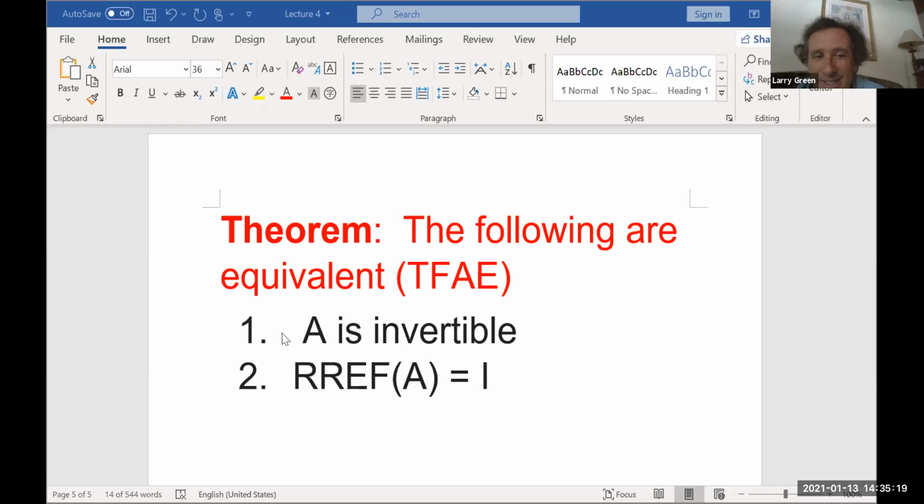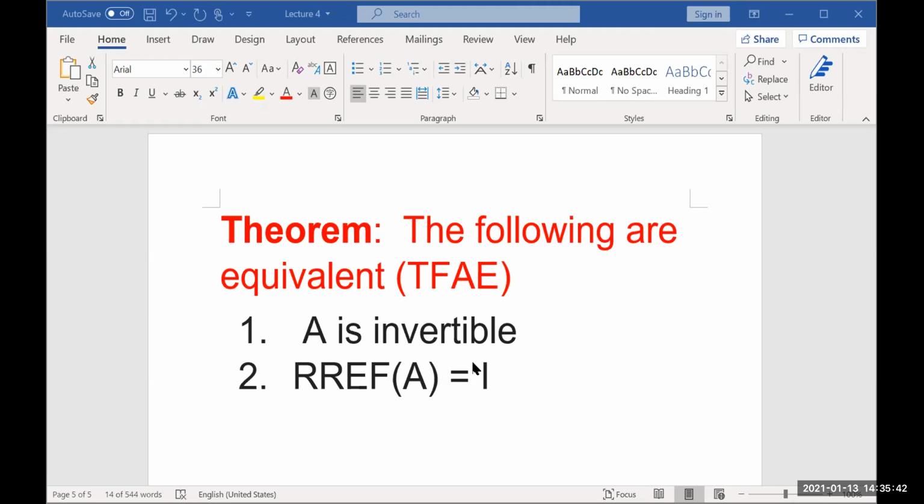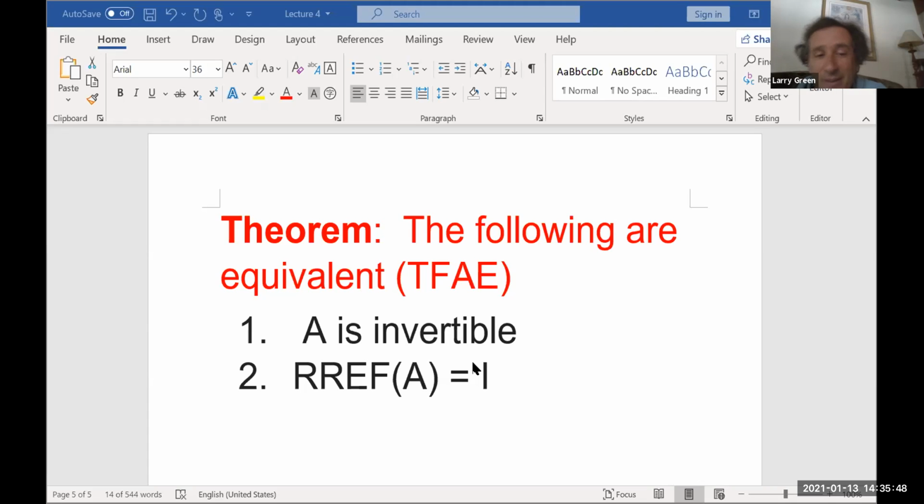Okay, so let me tell you. Step 1 is assume A is invertible, and then you need to deduce that RREF of A is the identity. Step 2 is assume RREF of A is the identity, and then we have to prove that A is invertible. Do you see the difference in those two things? Yeah, you start with 1, and in the second case you start with 2. Right. Now, if there were 3 of them, what would we have to do?